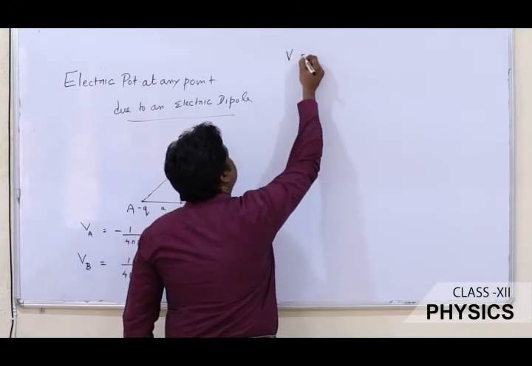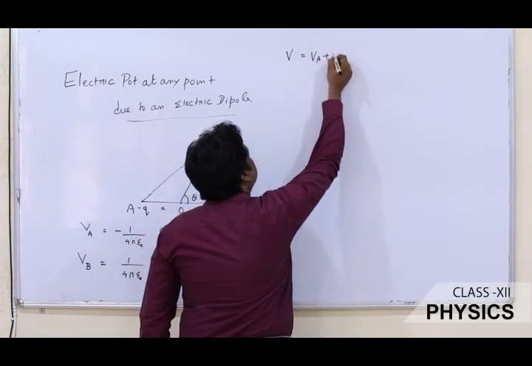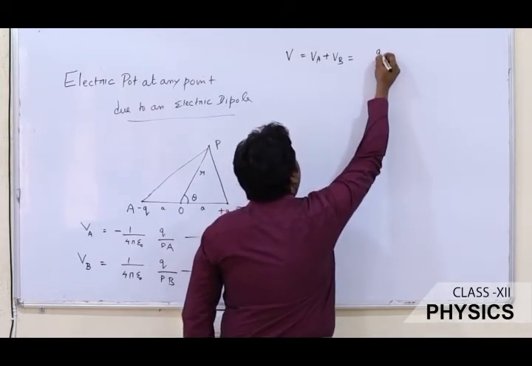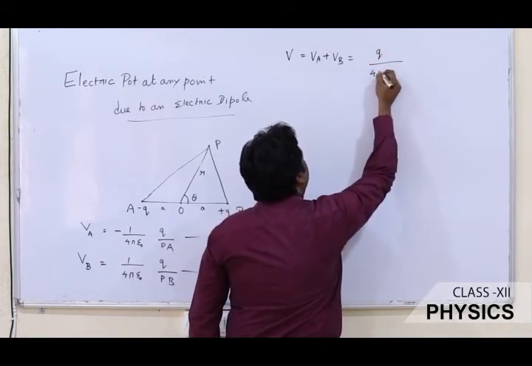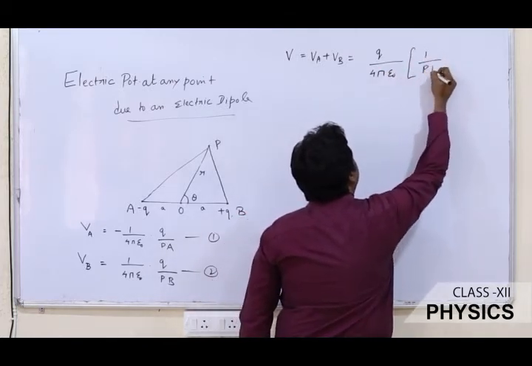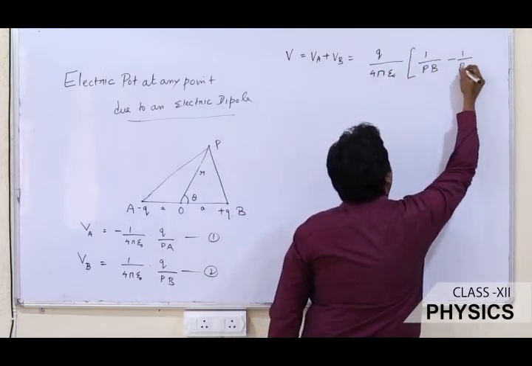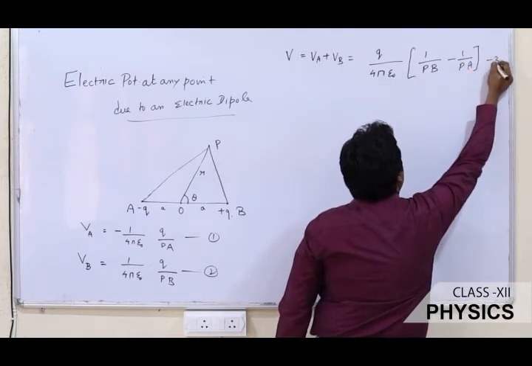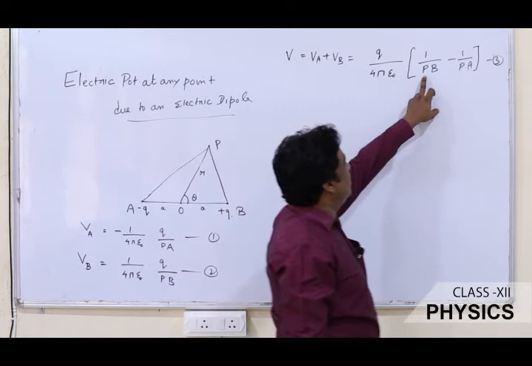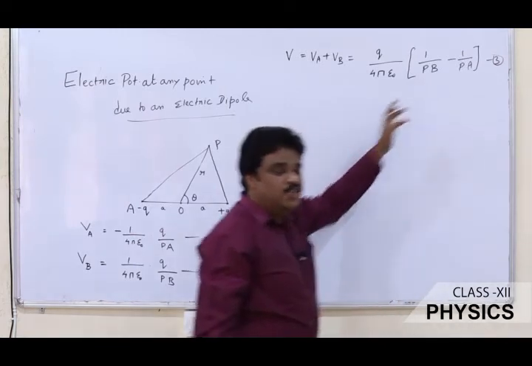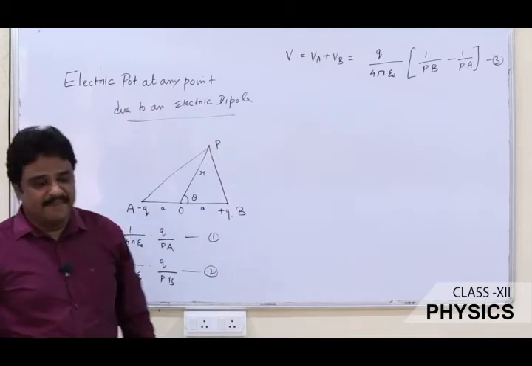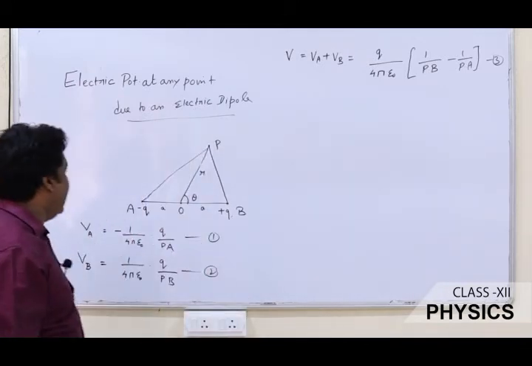Now, what about the net potential? It can be written as V equals VA plus VB. Q can be taken common, so Q by 4 pi epsilon naught times 1 by PB minus 1 by PA. I'm going to mark it as equation number 3. Now I think you have a clear guess: what are the two unknowns? PA and PB. Geometrically, we are going to find PA and PB and put them back to get the final expression.